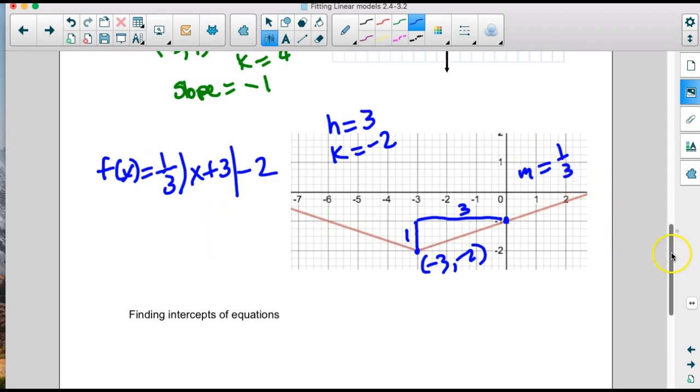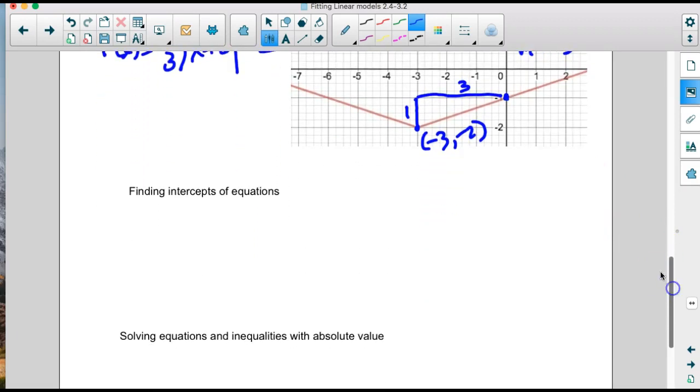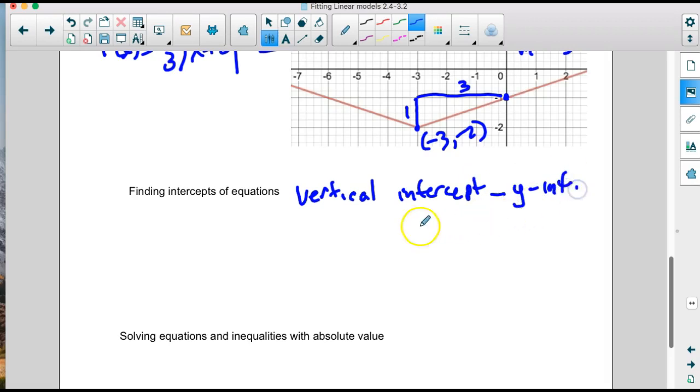Okay, in the next part of this section, they're going to ask you to find the intercept. So they're going to ask you to find this point and when this would cross the intercept here. So they're going to give you an equation and ask you to find the vertical and horizontal intercepts. Now remember, the vertical intercept is the y-intercept, and the horizontal intercept is the x-intercept.